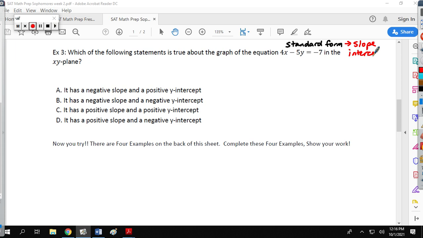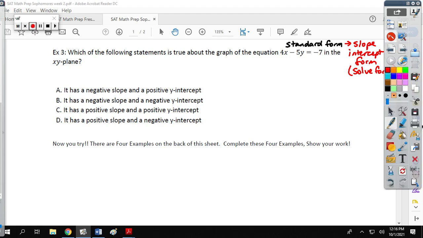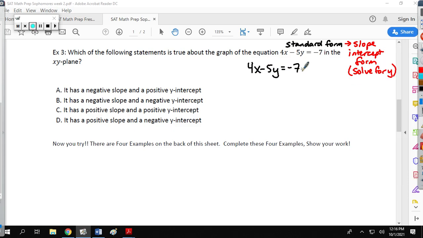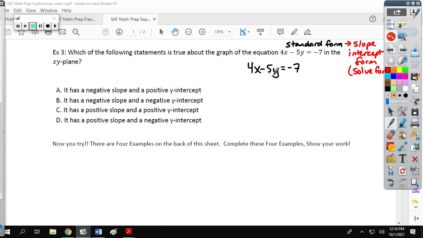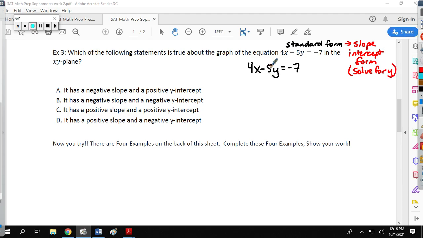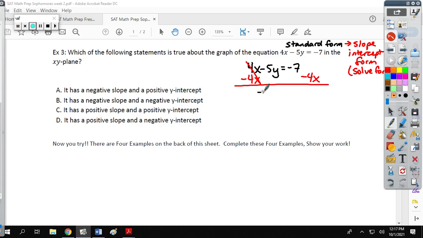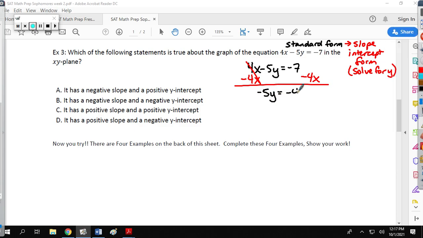slope-intercept form, which is really just solving for y. We need to get the y by itself. So we take that equation, 4x minus 5y equals negative 7, and we need to solve for this y. So to do that, we need to get this term by itself on one side of the equation. So we subtract the 4x so that it goes to the other side of the equation. That would make this negative 5y equals negative 4x minus 7.